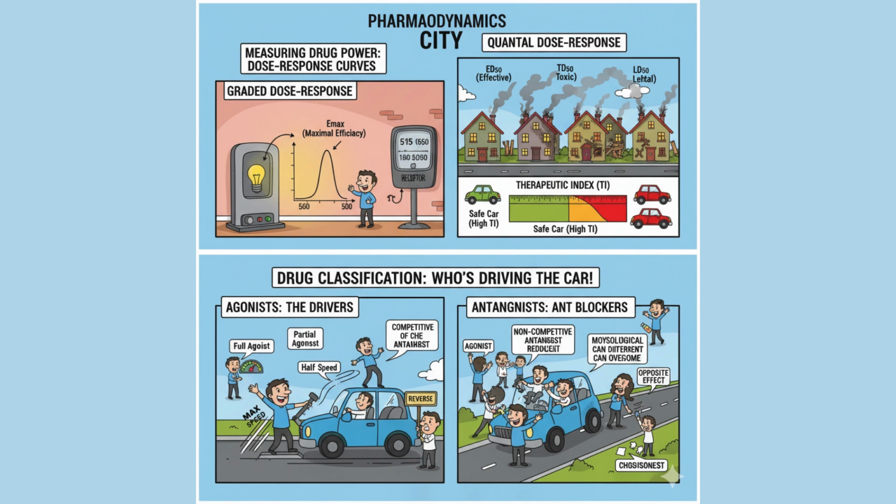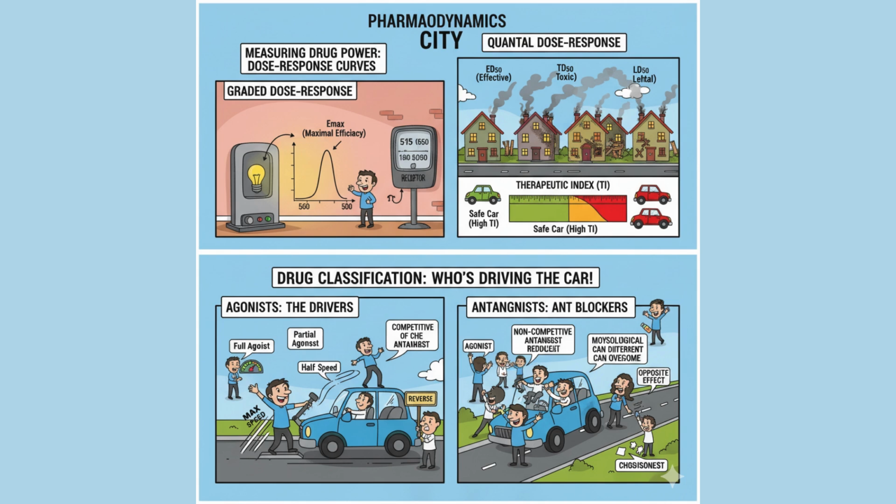So here we have three types. Full agonist. This is a confident driver who floors the accelerator and gets the car going at its maximum speed. They produce the maximal possible effect, like we could say 100% efficacy. Partial agonist.